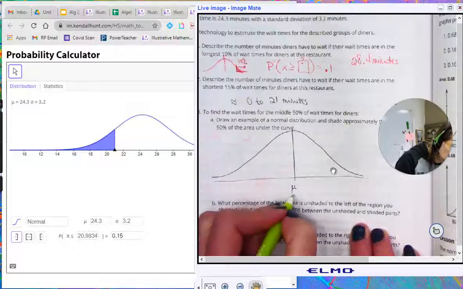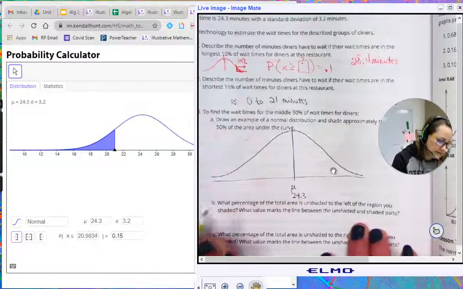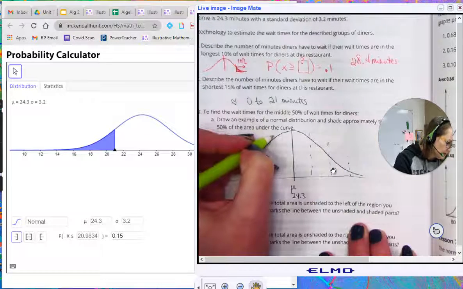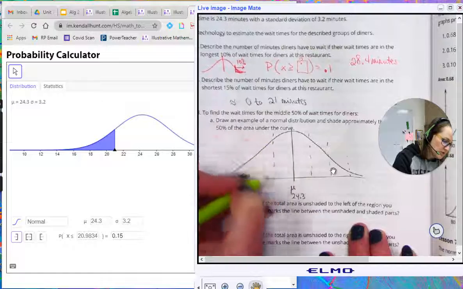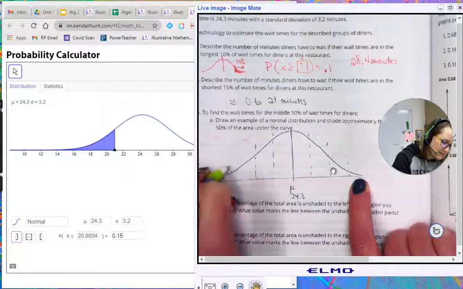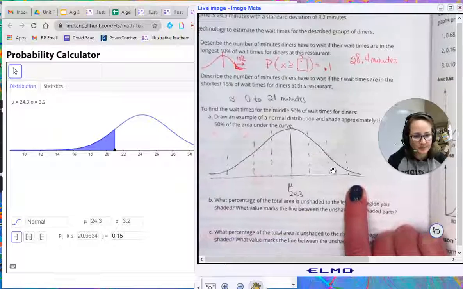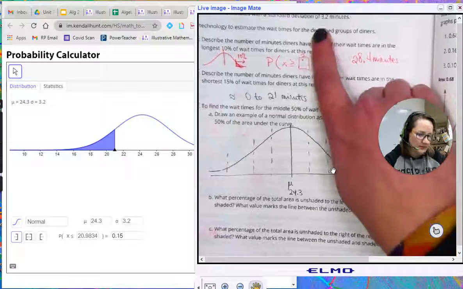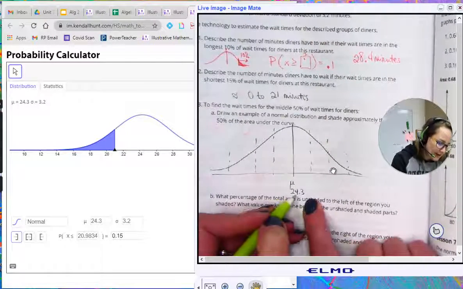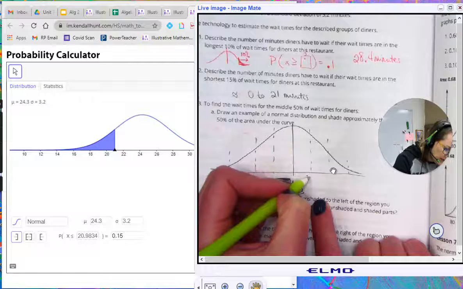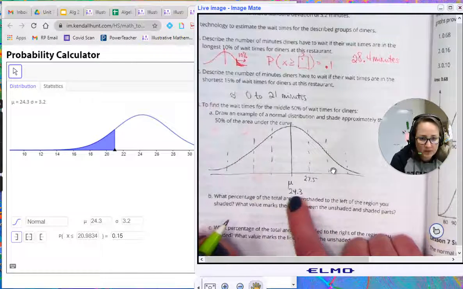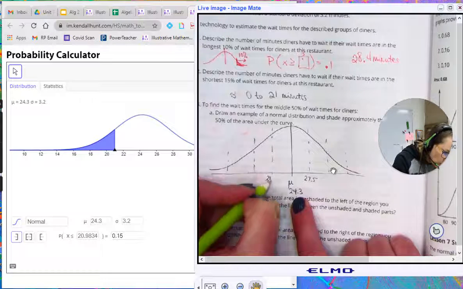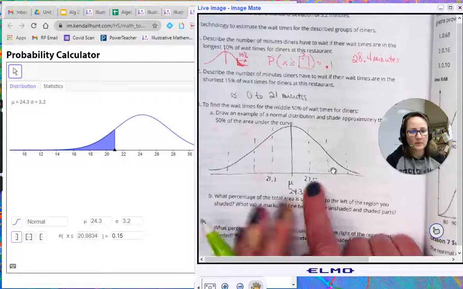Our mean is 24.3 minutes. We're going to divide the rest of the area into roughly 3 standard deviation segments with just a tiny itty bitty tail sticking outside there. Each one of these segments has a standard deviation of 3.2, so we could add 3.2 to get 27.5, and subtracting 3.2 would get us 21.1. And again, we could do that again and again.